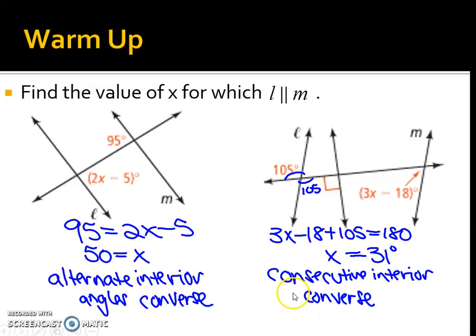This is the consecutive interior angle converse because right here, this one and this one, they're consecutive. If you look at this, they're inside and they're also consecutive interior angles. So when consecutive interior angles are added, they add to 180 degrees, which is supplementary. So you can also use the concept of the consecutive interior angles converse to solve for x. So 105 plus 3x minus 18 is 180.